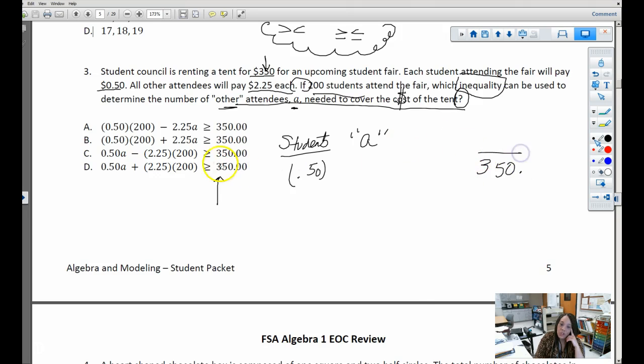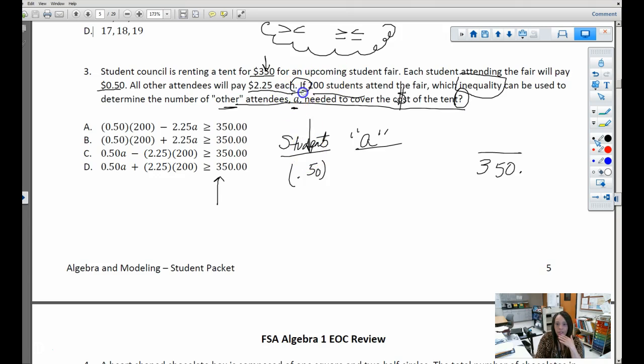Why? There's no other answer choice. I don't even have to think about it. But if there were other answer choices, like if there was a 350 over on the left-hand side, we would have to think, what does that 350 mean to us? Well, what they're trying to do is pay for the tent with the people who are coming. So if the students are 50 cents, well, how many students are going to pay 50 cents to get in?